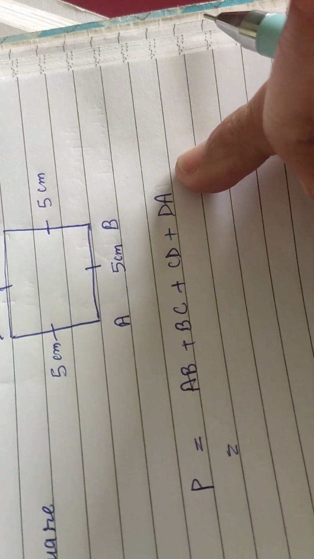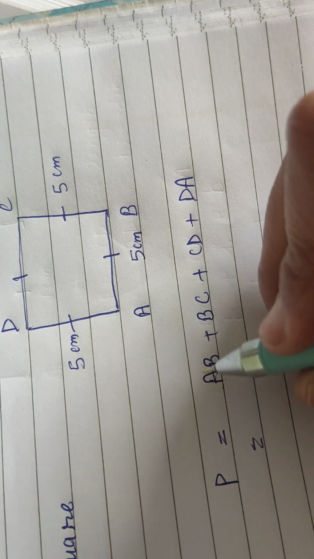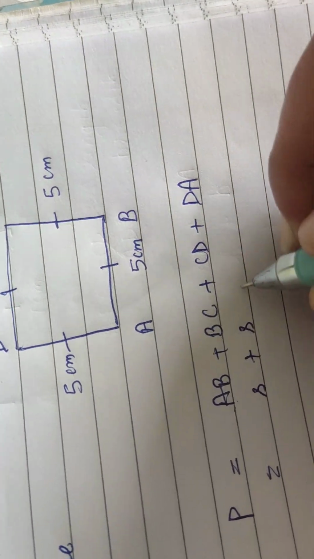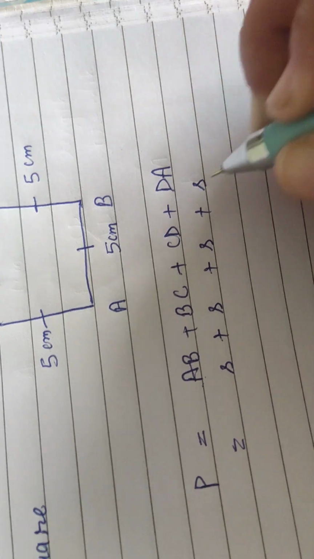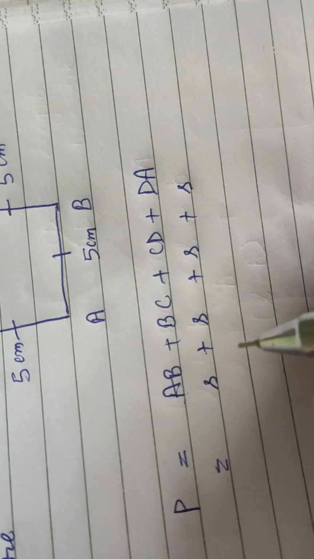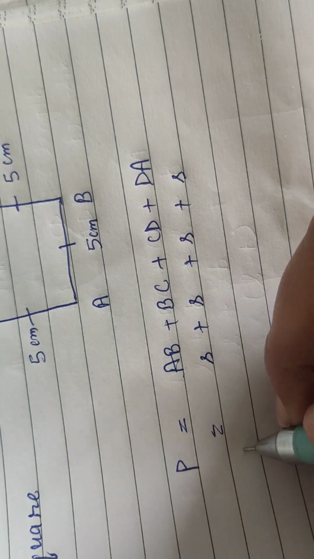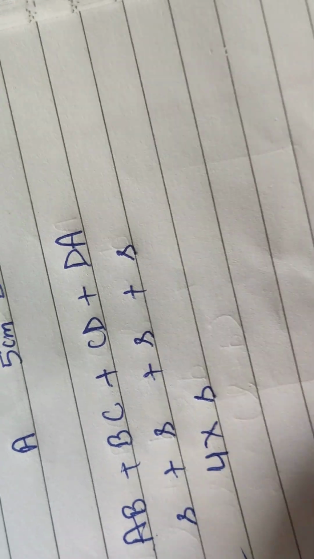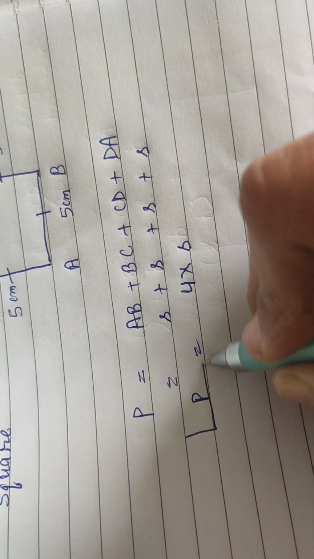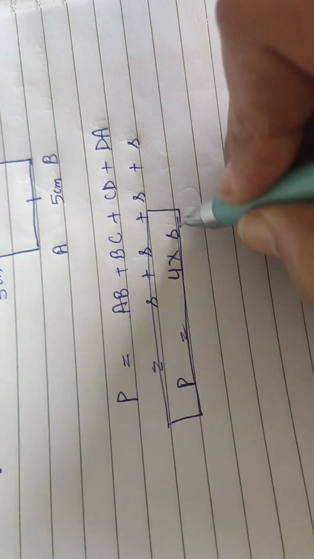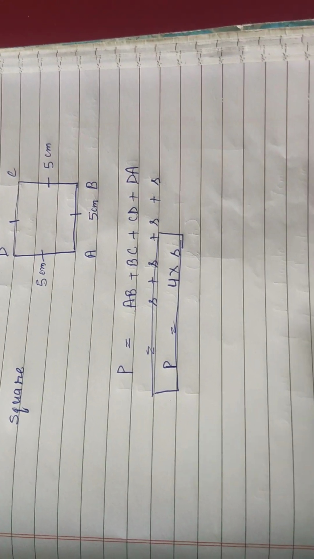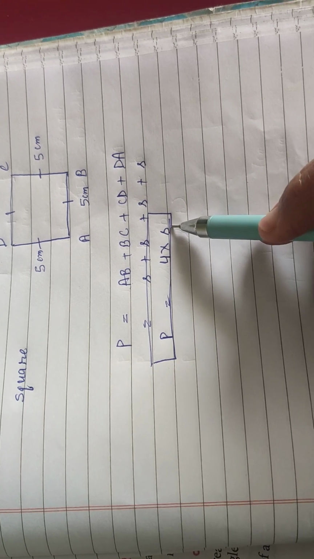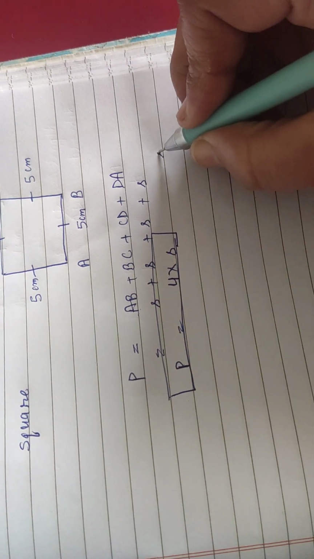But we know that all sides are equal. So we will denote all sides by S. S plus S plus S plus S. S means the side of this square. So S is added 4 times. So perimeter is equal to 4 multiply S. This is the formula for calculating the perimeter of a square. Whenever the side of a square is given, we can find the perimeter of the square by using the formula 4 multiply side. S means side of square.